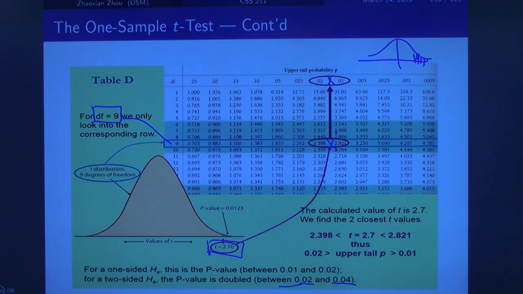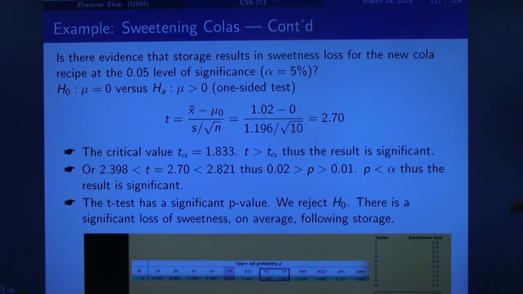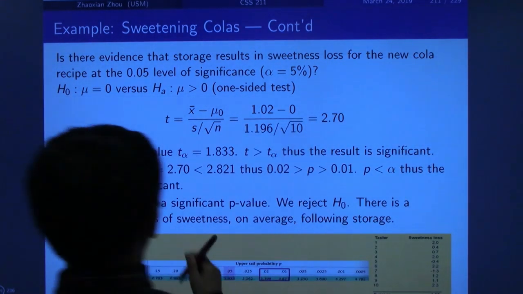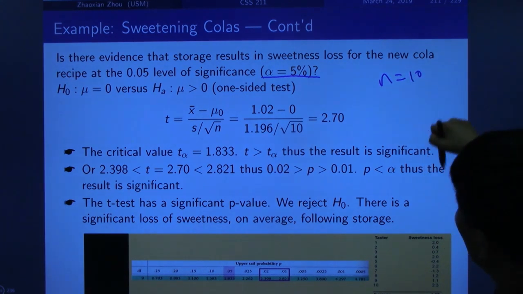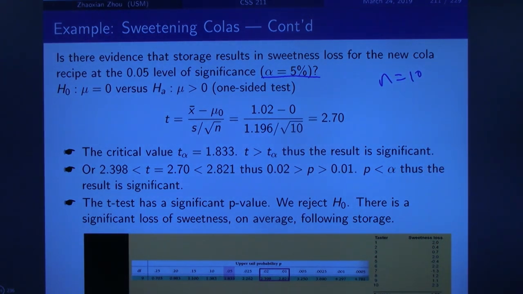Okay, last we are going to use an example to show in detail how to calculate this, how to do the t significance test. We return to the sweetening cola example. The question we are going to ask is: is there any evidence that storage results in sweetness loss for the new cola recipe at the 5% level of significance? So alpha equals 5%. Remember that we know n equals 10, and we are given all those 10 percentage sweetness changes.